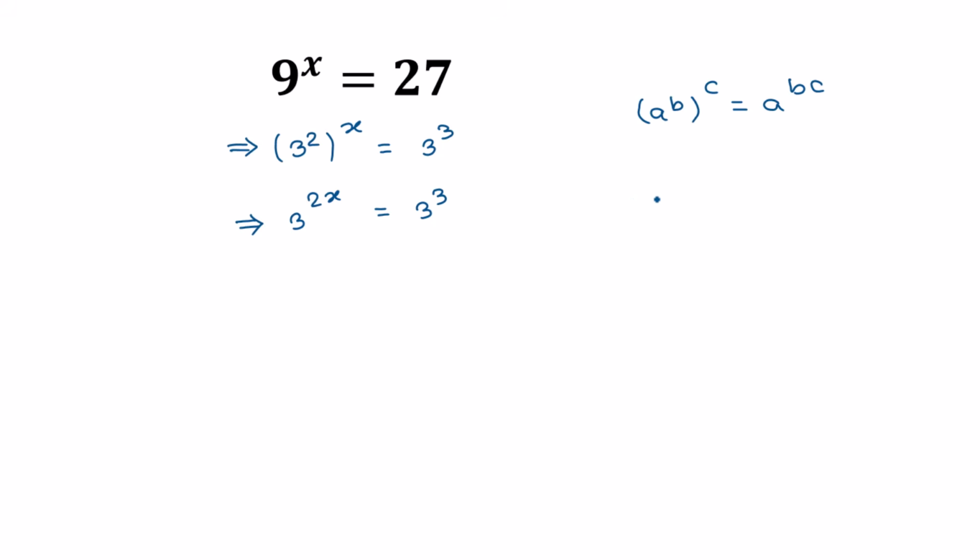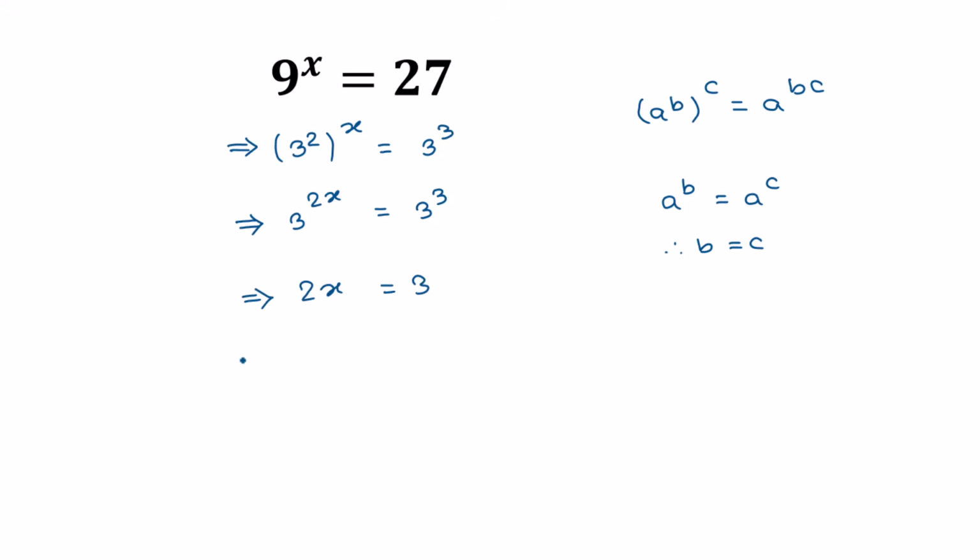Now when a to the power of b is equal to a to the power of c, when the base of both sides is the same, then the powers will be equal. Then we can write b is equal to c. Here the base on both sides, this 3, is the same, so the powers will be equal. So we can write 2x is equal to the right side, 3.